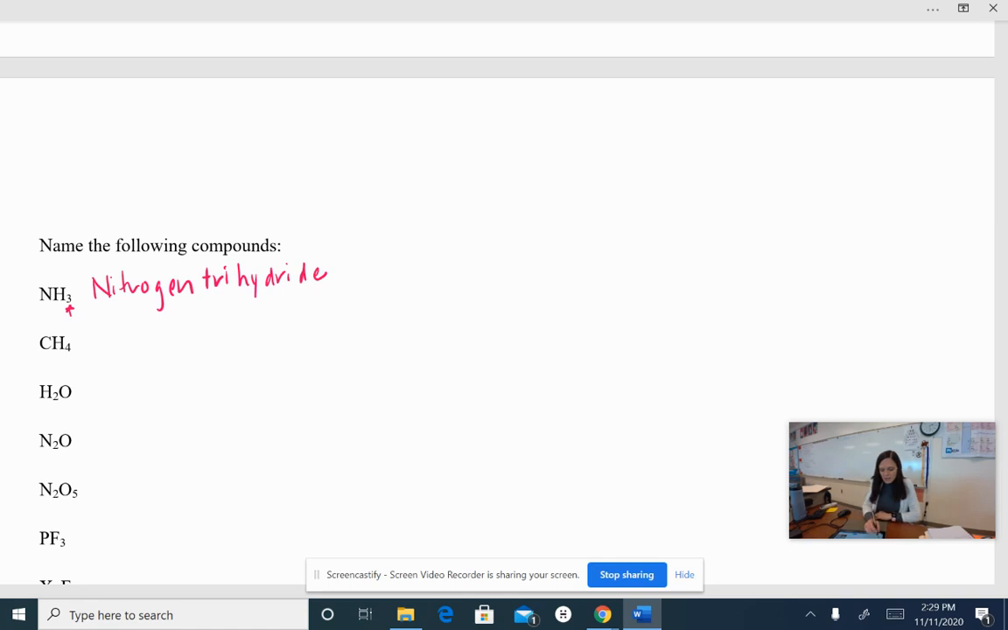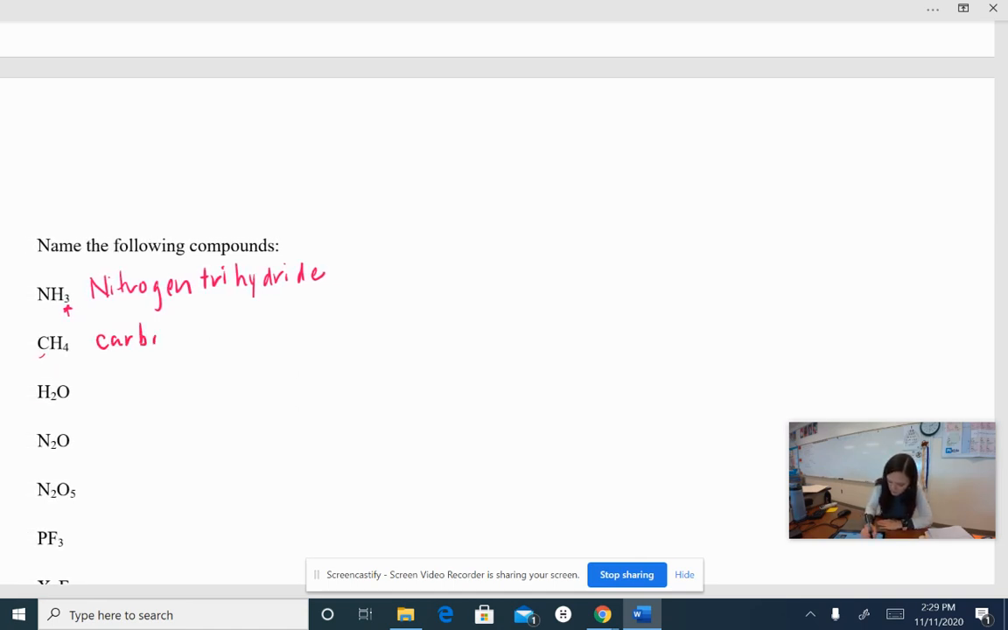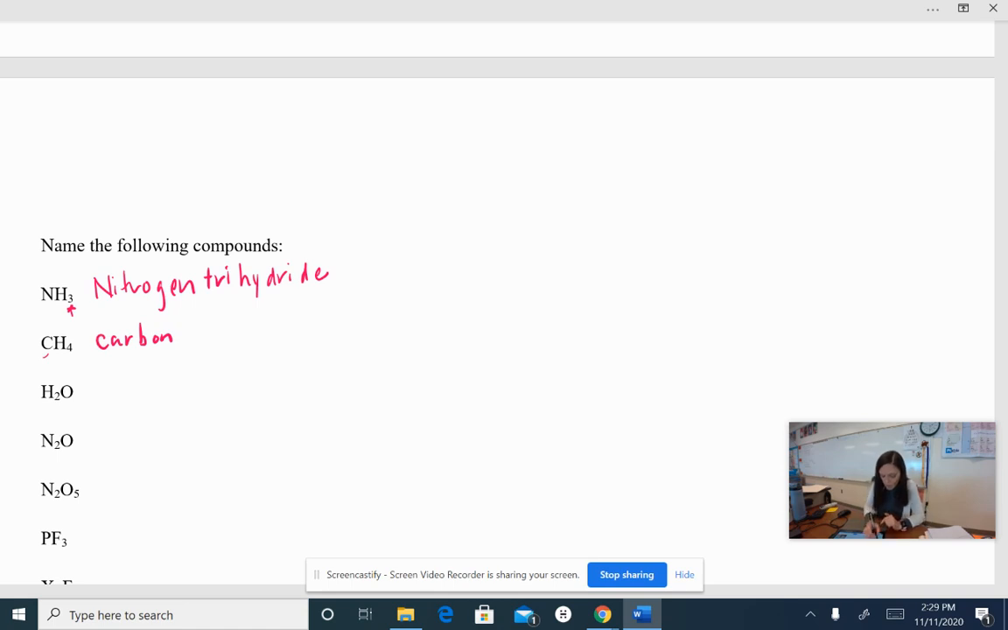Okay. This next one, we have 1 carbon. So we're not going to put a mono or a di because if there's only one, we just start off with the element. Carbon. And then I've got 4. The Greek prefix for 4 is tetra. And then once again, we have hydrogen. So the root of hydrogen is hydr. And then we're going to add on ide. Okay? This commonly is called methane.